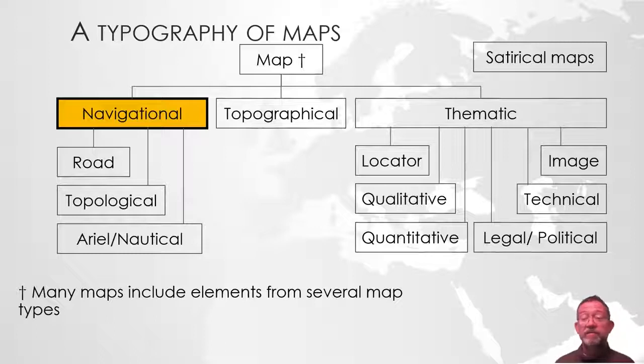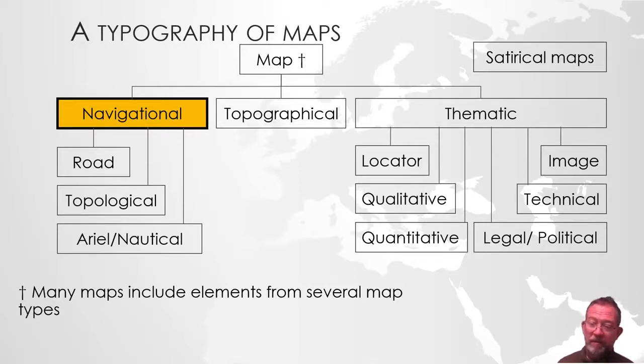If we now look at different types of maps, what type of maps do we operate on? I have broadly defined three main categories of maps: navigational maps, topographical maps, and thematic maps, and then I've got satirical maps up in the corner.